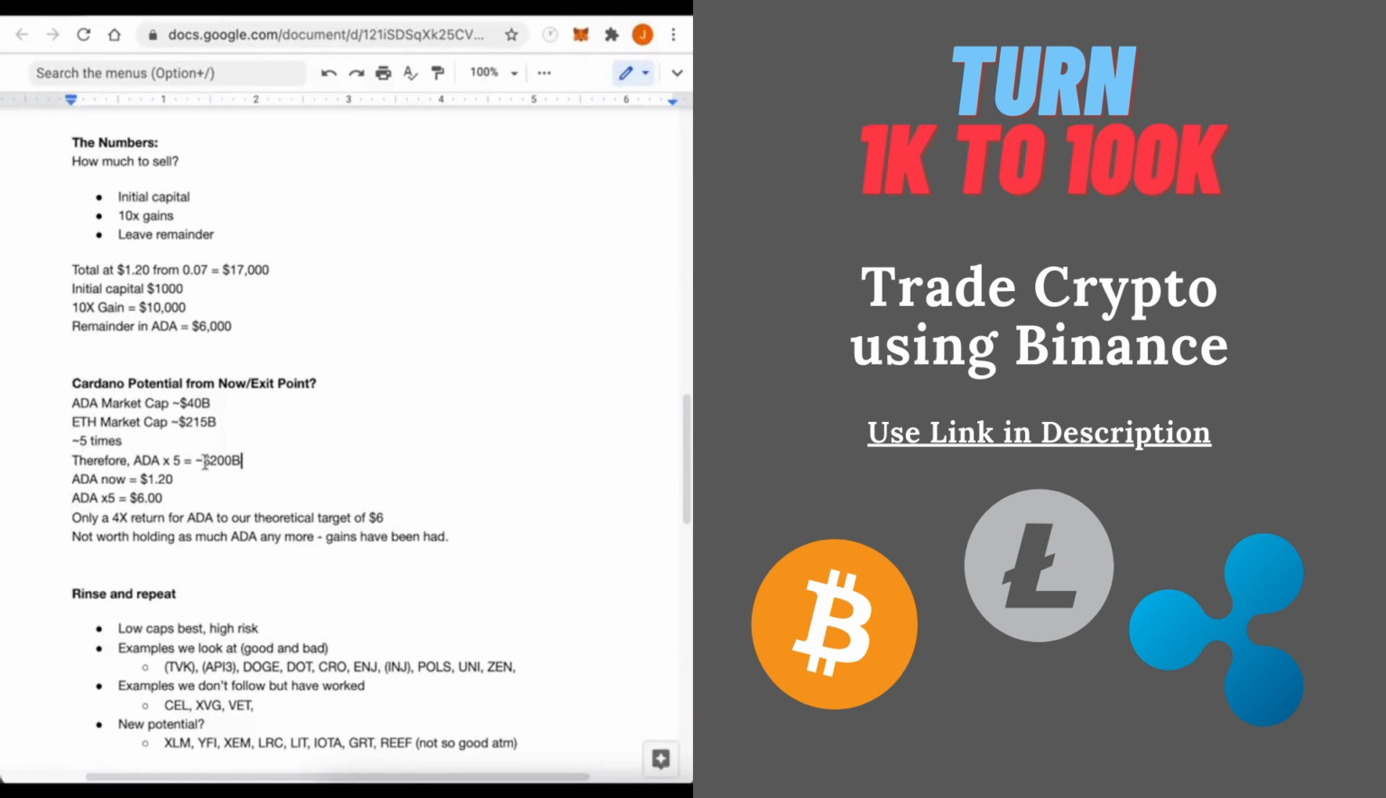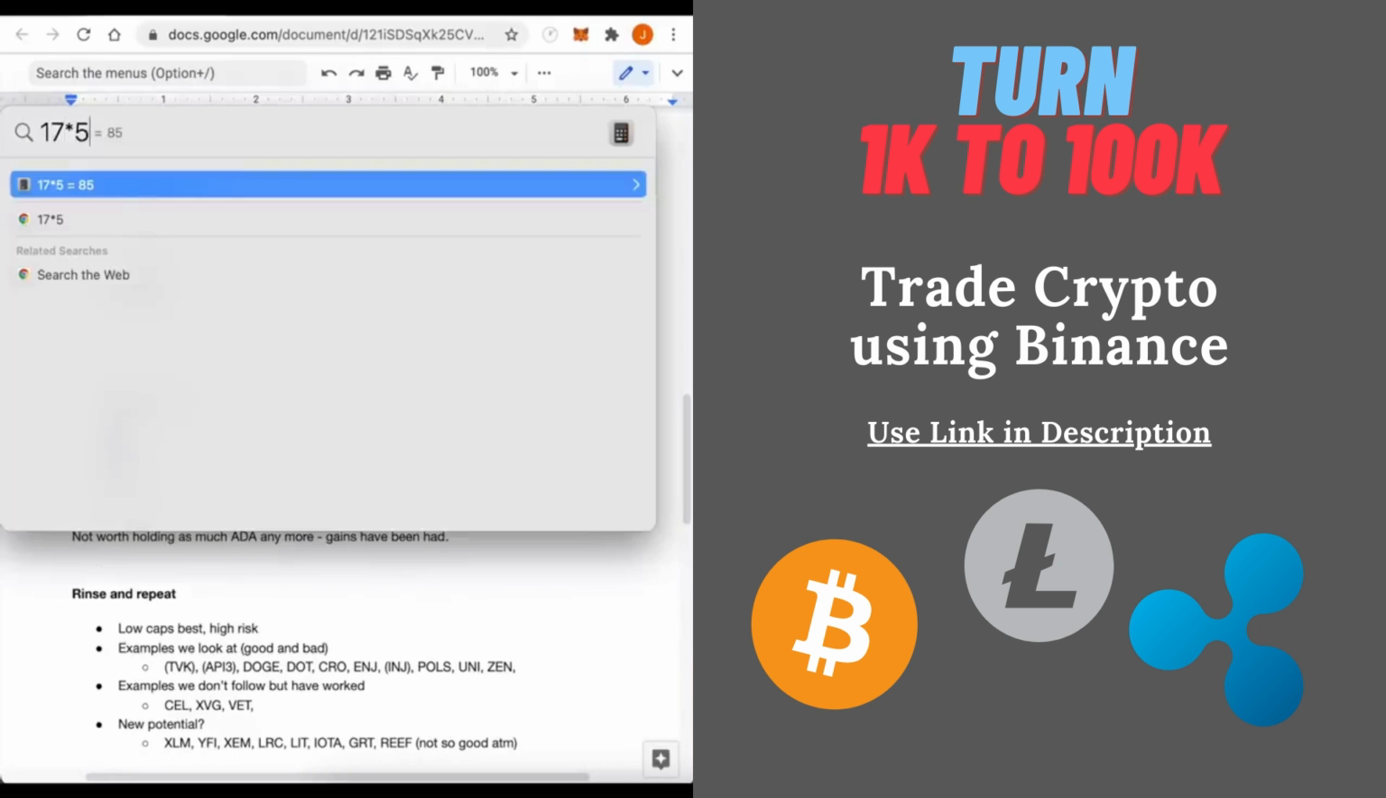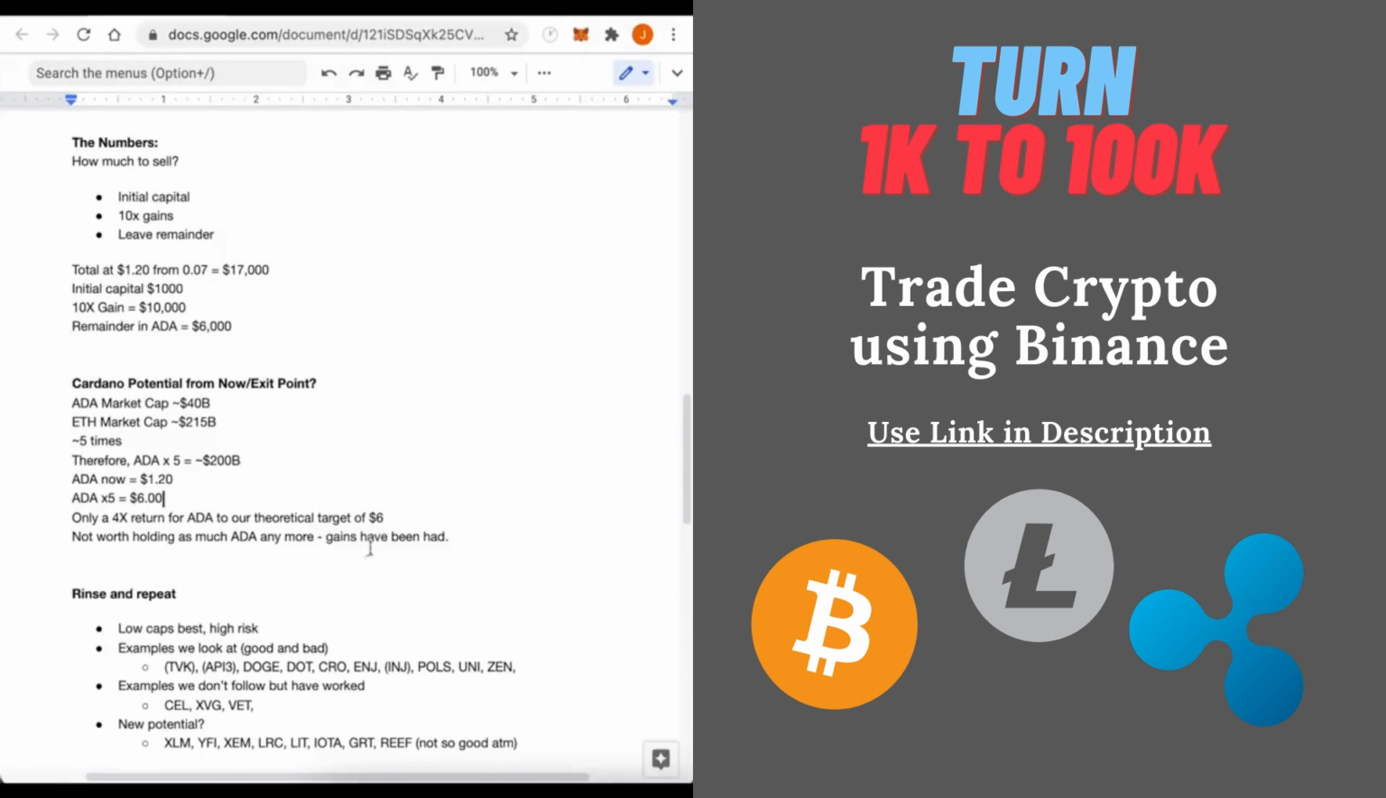Therefore, ADA, 5 times, $200 billion market cap. Maybe ADA gets there, maybe it doesn't. ADA now $1.20. That's going to give me a $6 ADA. So we've got 17 grand already. 17 times 5. That gets me to 85. Like 85 grand off 1,000. That's pretty decent. I think I would definitely be happy with that.